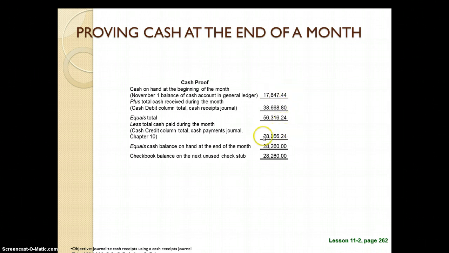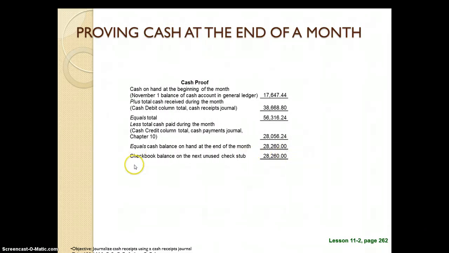Well, now we need to take out the amount of money that left our business. The way we're going to get this is we're going to go to our cash payments journal, and look in the cash credit column total. If you go back and look in your workbooks, you'll see this line, but I don't have a copy of it in this slide or in this PowerPoint. So we take this amount, we subtract the amount of money that left our business, and this is the amount of money now that we say that we have in our cash account. So this should be our petty cash combined with any cash in our bank account.